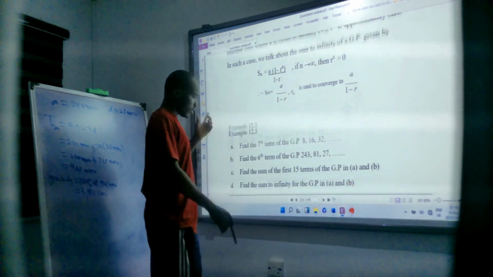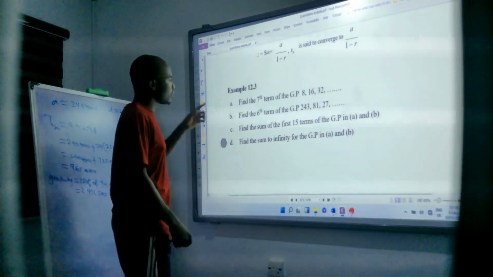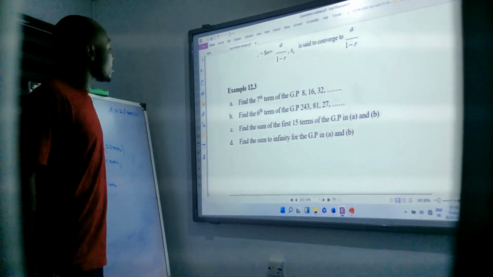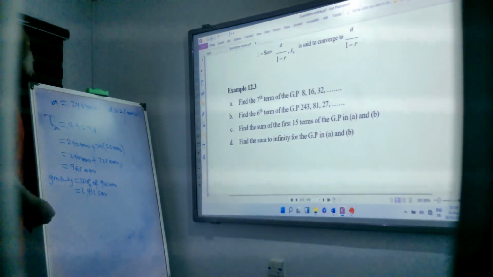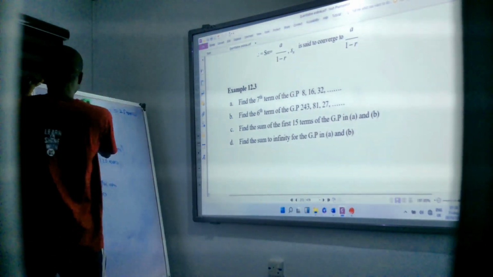Again, sum to infinity is what? A divided by what? 1 minus what? R. Don't forget. This converts now to this. So A over 1 minus R, that is the sum to infinity. Let's take an example now.